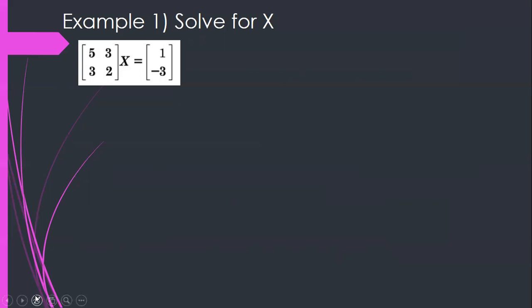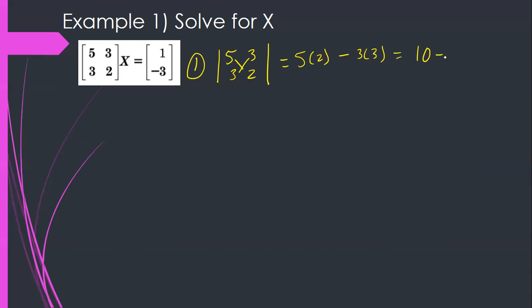So step 1 is just so that you know if you need to proceed or not. Step 1 is to find the determinant of the 2 by 2. So I'm looking for the determinant of 5, 3, 3, 2. When you're looking for the determinant, that means you cross multiply and subtract. So I'm going to cross multiply 5 times 2 minus 3 times 3. That gives me 10 minus 9, which equals 1. But that lets me know that there is a solution to this matrix, so then I continue on to the next steps.